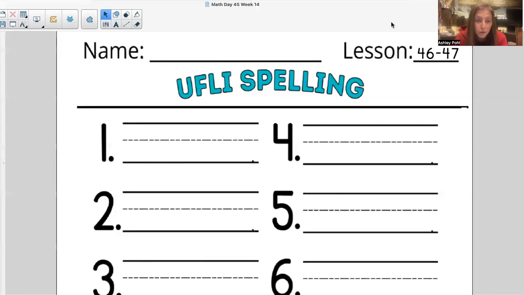Hello, first graders. Remember, the first thing you do is always the same. Pick up your pencil and write your name right here. All right. After you're done writing your name, we're going to start with our first word.